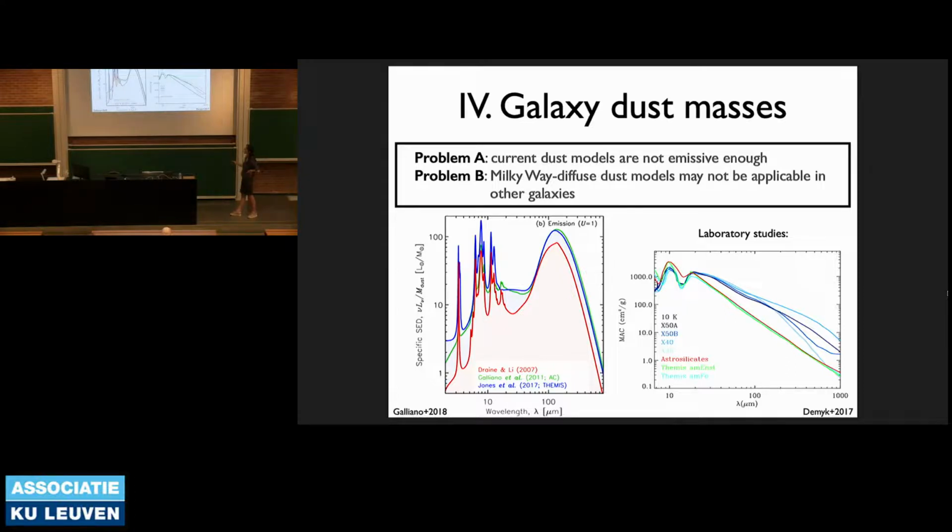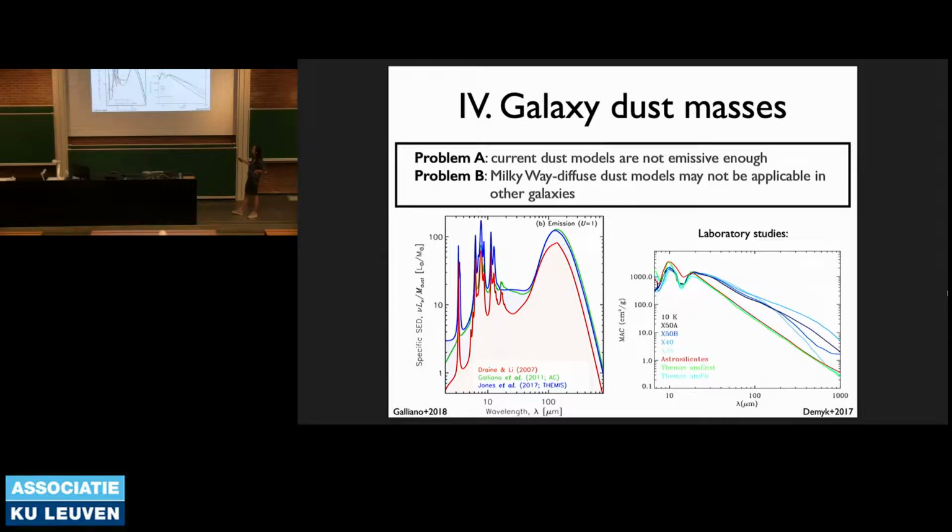And maybe even those new dust models are not emissive enough yet, because there are some laboratory studies here in a paper by Katrien Demeyk, from 2017. She studied different interstellar dust analogs, and these are the typical astrosilicates used in the Draine and Li model, and the Themis model is this Jones model. And you can see here their mass absorption coefficients, and these are the ones that are inferred for all the interstellar dust analogs that were studied in the laboratory.